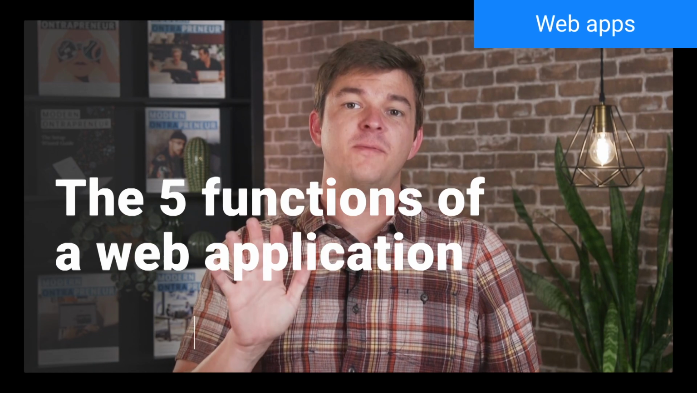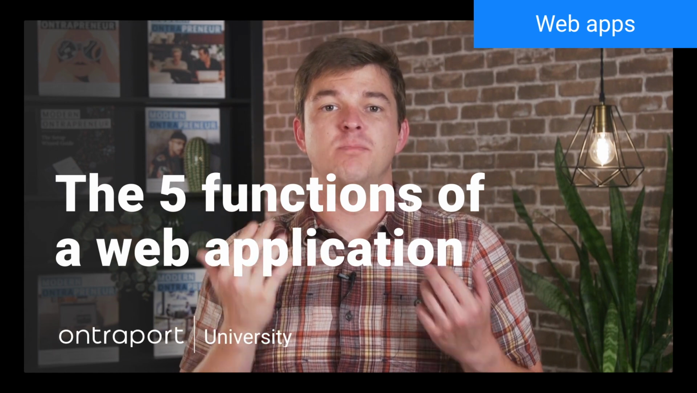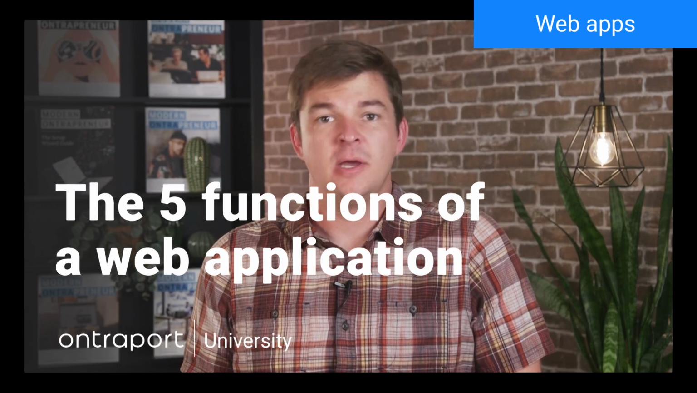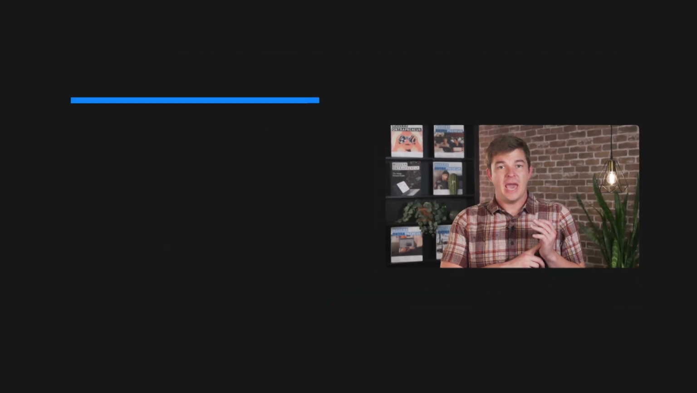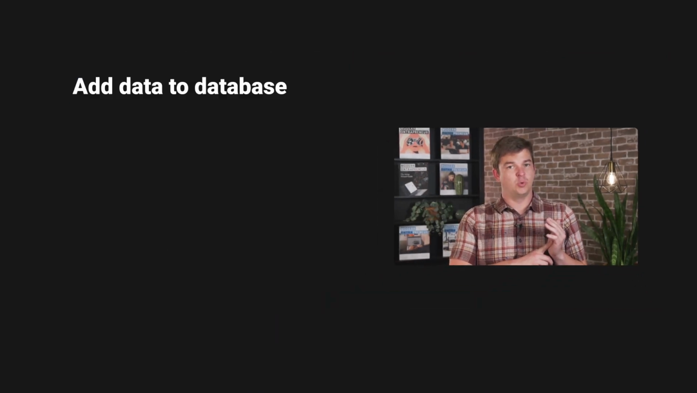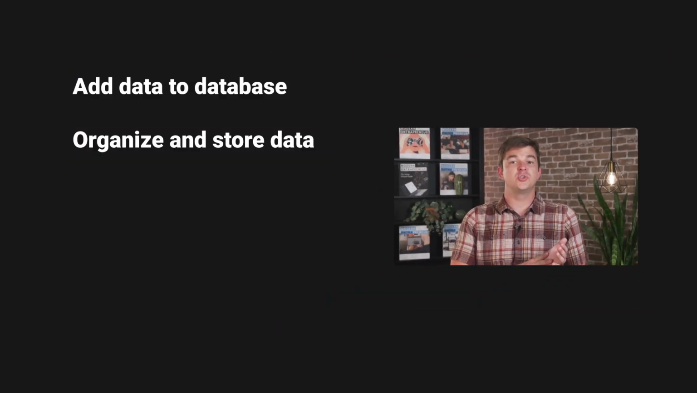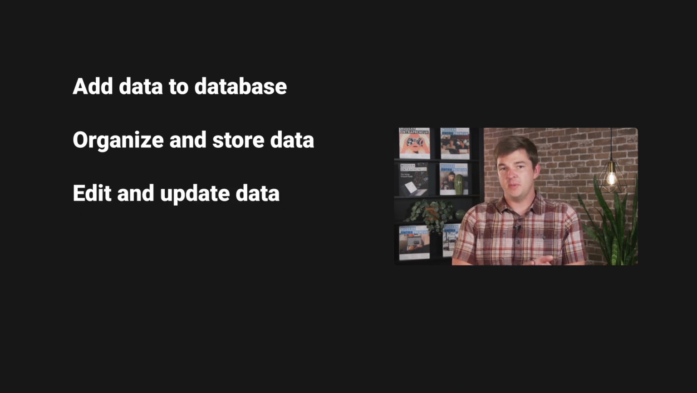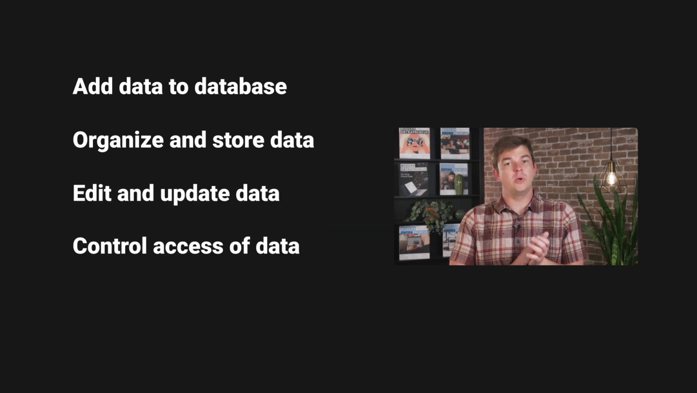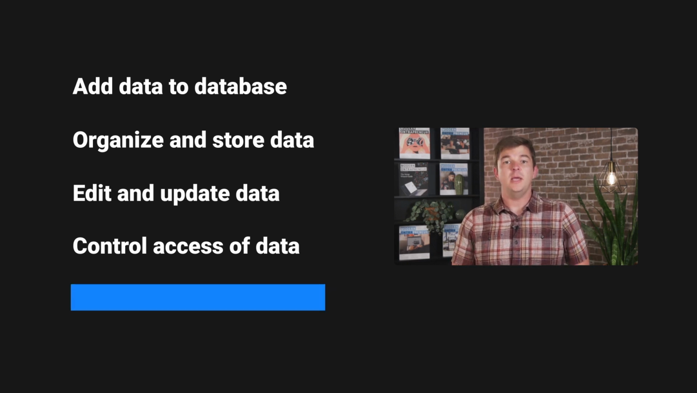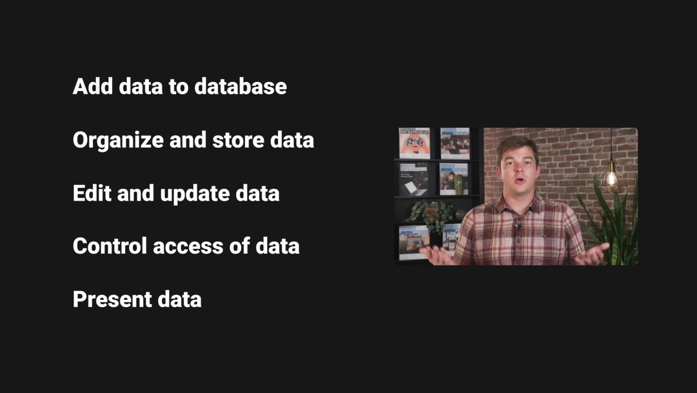As we learned in the What is a Web Application video, there are 5 key functions that are common across most apps that you'll need to master. These functions are adding data to your database so you have something to work with, organizing and storing data so that you can use it, editing, updating, and manipulating your data, controlling who can access your data to make sure the right people can use it and the wrong people can't, and presenting data to your users on the web. I'll go through each of these functions and how you'll handle them in Ontraport.